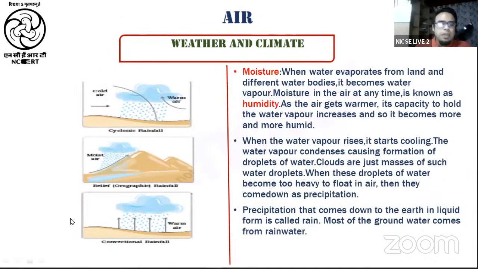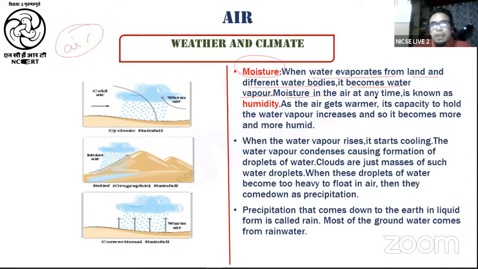Fine. Then the last concept that we will talk about is moisture. What is moisture? When water evaporates from the land and different water bodies, it becomes water vapor, right? Suppose sunlight is falling on the ocean, what will happen? The temperature will increase and the water will get converted into water vapor, right? So where will this water vapor now be present? This water vapor will now be present in the air, right?